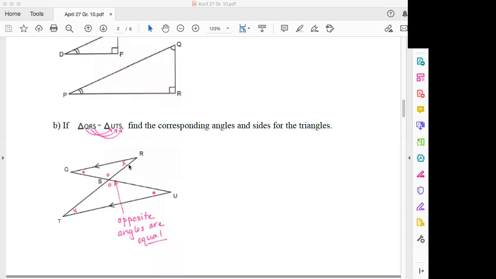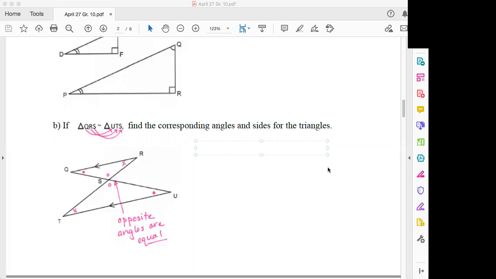So this one's going to be a little bit trickier than our first one, just because they're a bit upside down. So if you look at it, these 2 angles are the same. These 2 angles are the same. And those 2 are going to be the same. Okay, so they're opposite angles that are equal when they're in this type of shape.